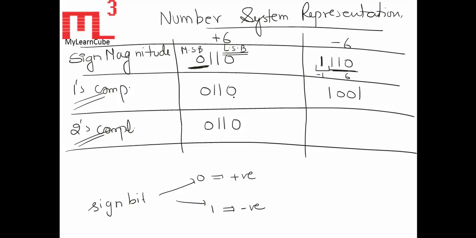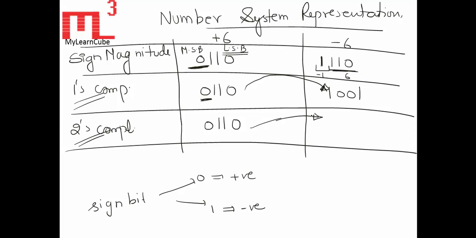One's complement means, if you want to represent -6 in one's complement form, the simple formula is: take the representation of +6 and perform its one's complement, including its sign bit. That means take the one's complement of all these 4 bits. And for two's complement, the formula is again the same. Take the binary representation of +6 and take the two's complement of this binary representation, including its sign bit, which will give us 1 0 1 0. That's it. So these are the representations.